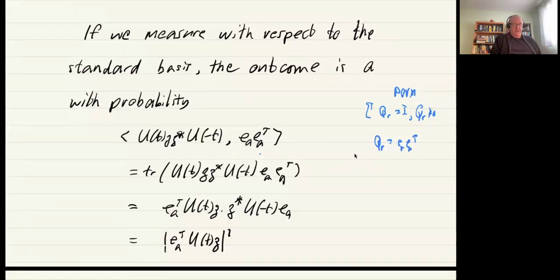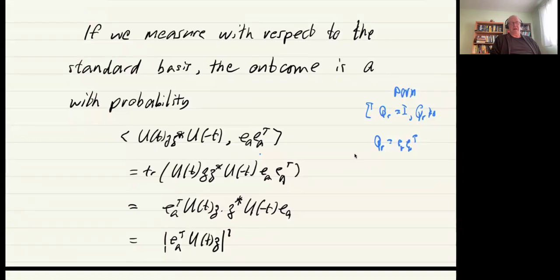According to the axioms, this inner product is going to give you a non-negative number, and that non-negative number is going to be the probability that you observe a. I've done a calculation here: the inner product in terms of trace, using the cyclic property of trace to move things around, then observe this is just a product of two scalars. So we discover the probability, assuming we're starting at a state z, that we observe the vertex e_a is given by this. It's the square of the absolute value.